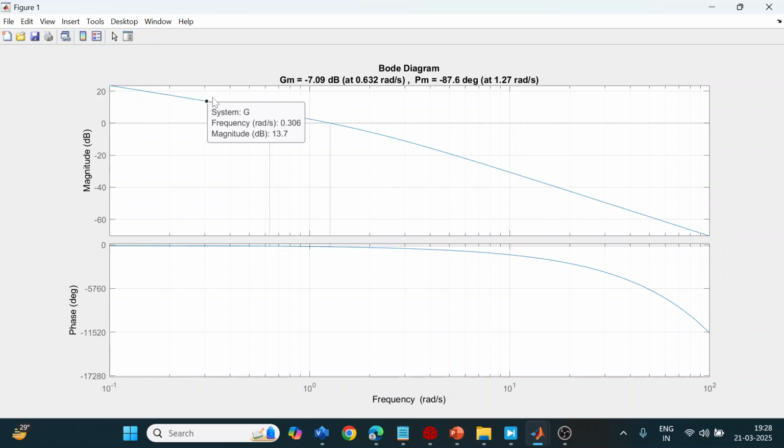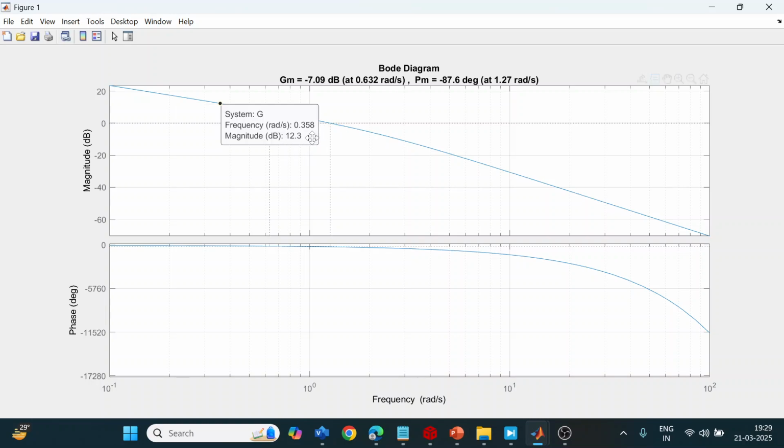Somewhere here, 0.362, a little bit. I don't have a mouse right now. You can drag it and see what magnitude is coming at this point.